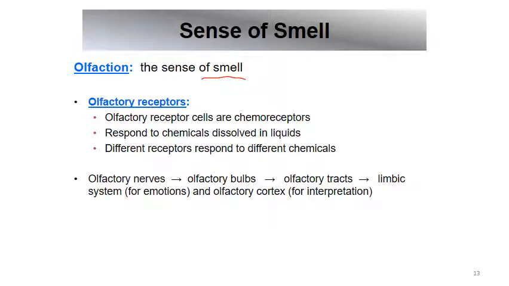What I want you to know here is the order of the signal transduction. First the olfactory nerves pick up the smell information, then the information goes to the olfactory bulbs and olfactory tracts, then sends it more towards the brain. The limbic system is where the information stops first, and then the olfactory cortex for interpretation.